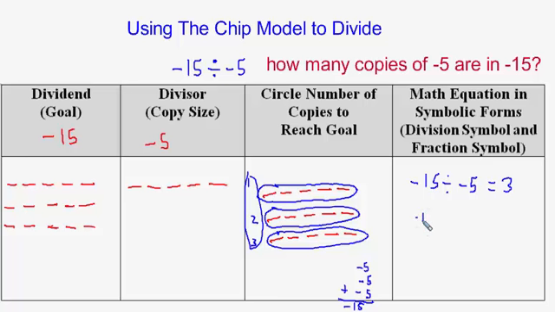But remember that sometimes the math problem is written vertically using a division or fraction bar. Here, negative 15 divided by negative 5, in which case the answer would still be 3.